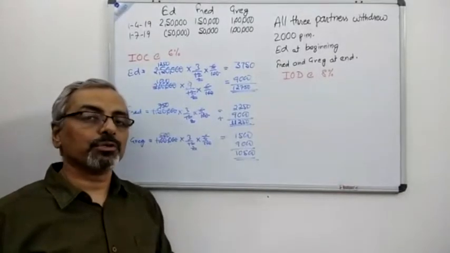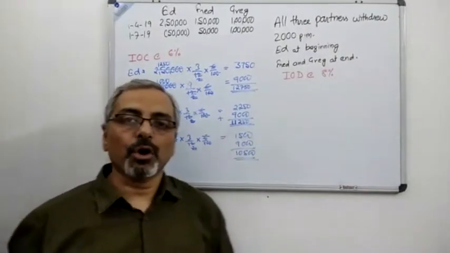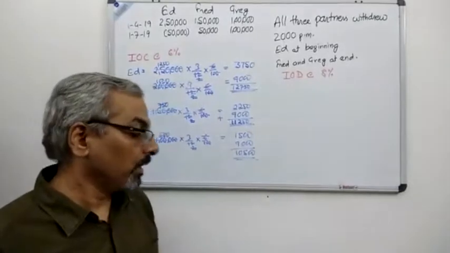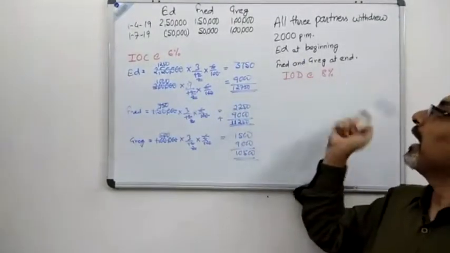After the calculation of interest on capital, now we'll move towards the calculation of interest on drawings. Okay, now we see over here the three partners, that is Greg, Fred and Ed.